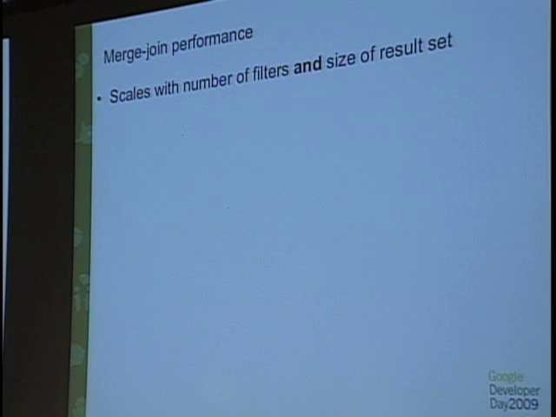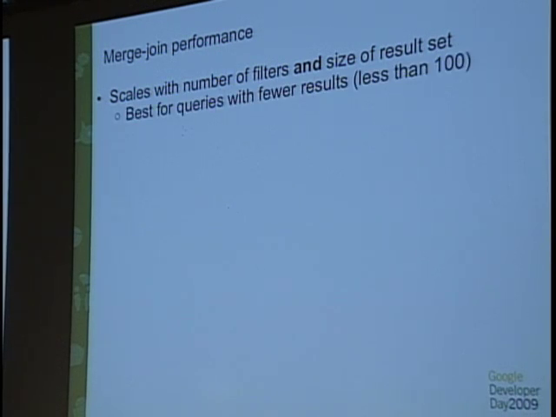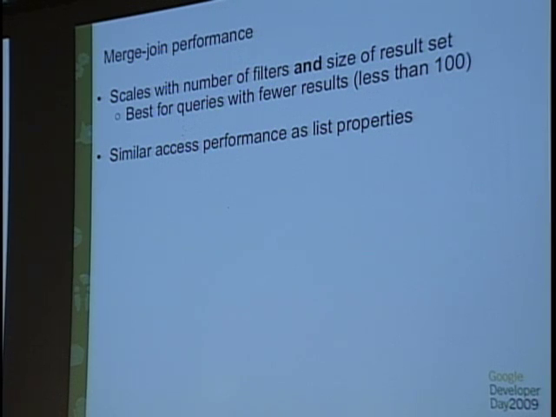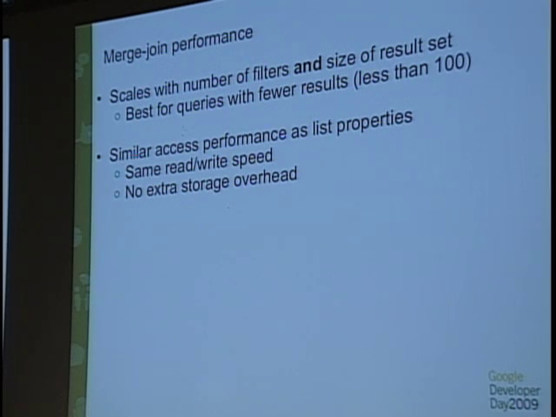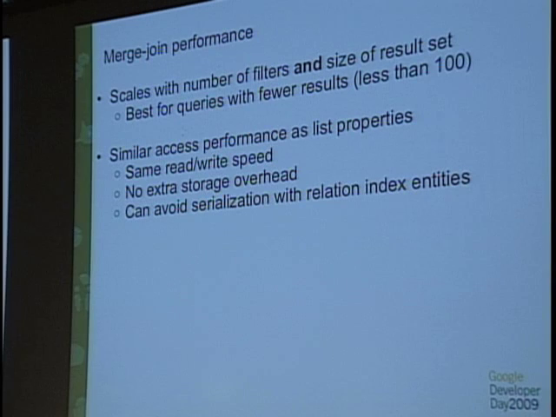Now, the merge join scales with the number of users and size of the result set. It's best for queries with few results, so less than 100. So most queries are a good example of this. We get similar access performance as list properties, and we get the same kind of read-write speed. There's no extra storage overhead for doing merge joins. We just have this runtime merging of result sets that happens. And we can avoid the serialization that we had with relation index entities.